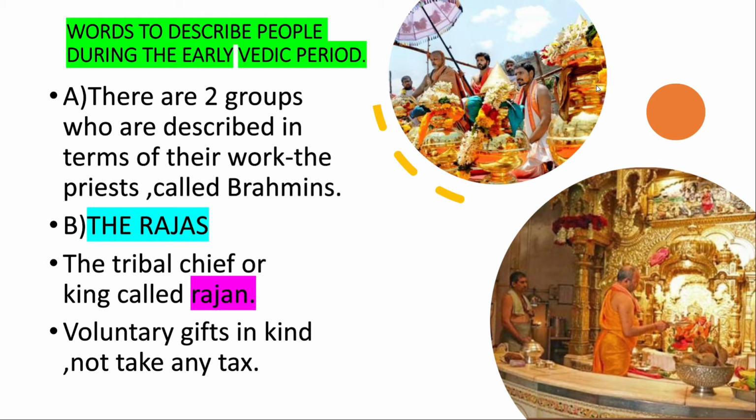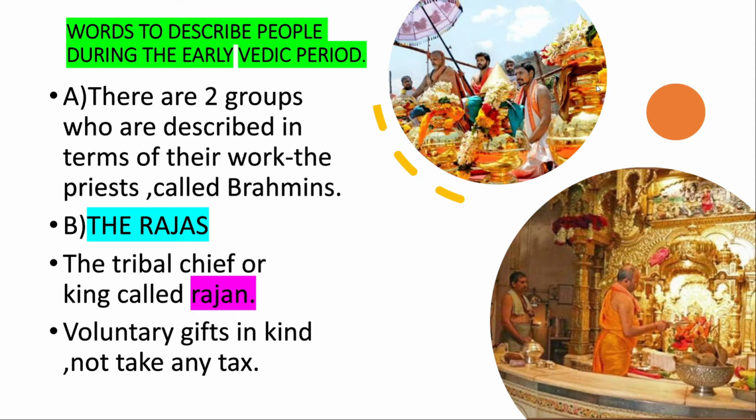Children, can you tell me which words they use to describe different types of people? Yes, very good. There are several ways of describing people in terms of the work they do, the language they speak, the place they belong to, their family, their communities, and cultural practices. Let us see, students, some of the words used to describe people found in the Rig Veda.